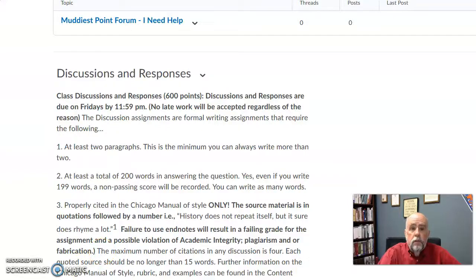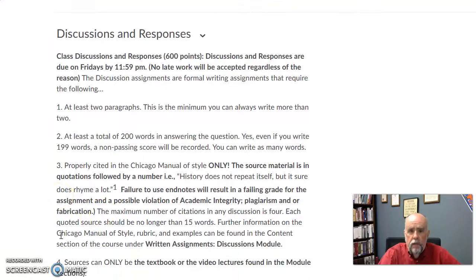Well, hello. The topic of this is the first discussion that you're going to do for this class in AMH 2010. So let's first look at and review the requirements, and then I'll get into the discussion question. So let's look at the requirements. Now, they're all due at Friday by 11:59.